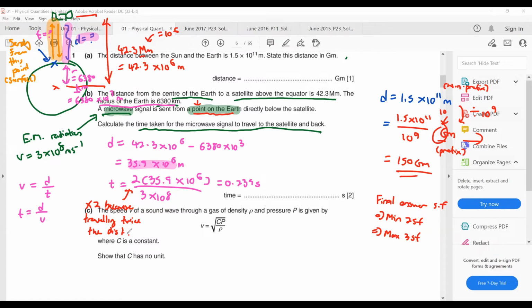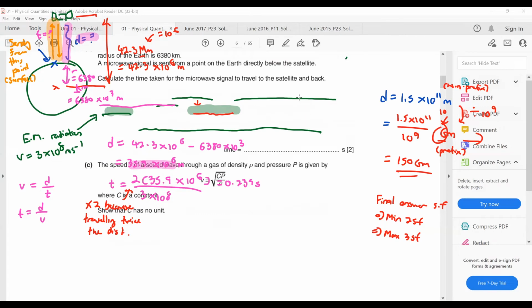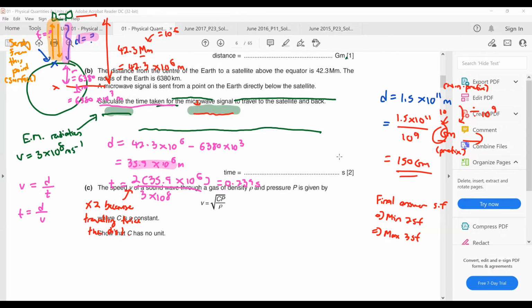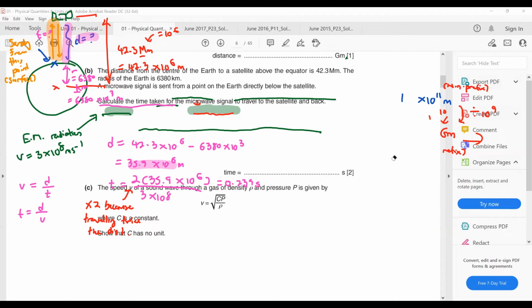Speed v of a sound wave through a gas of density rho and pressure P is given by this, where C is a constant. Show that C has no units. Okay, now this one here, I'll write it on the right hand side of the board here. Show that C has no units. In a way, it is similar to your example, but let's go through that.